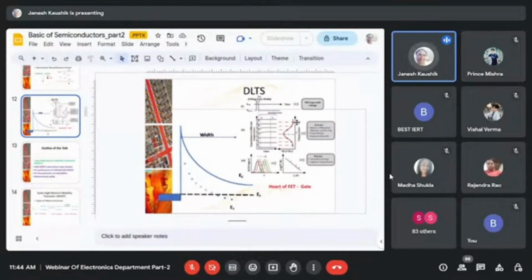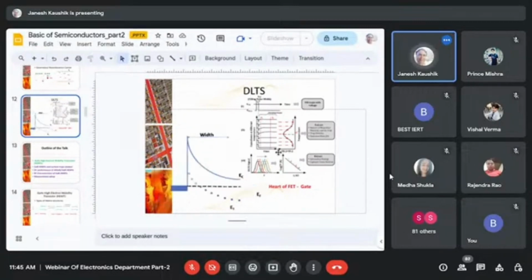In addition, we change the time constant of the pulse of the applied reverse bias, and the peak of this capacitance difference shifts to different temperatures. We plot the time constant of the pulse which we have given with respect to the shifted peak temperature. Here we get the activation energy of the trap as well as the capture cross section of the trap, and the nature of the trap: majority carrier or minority carrier.